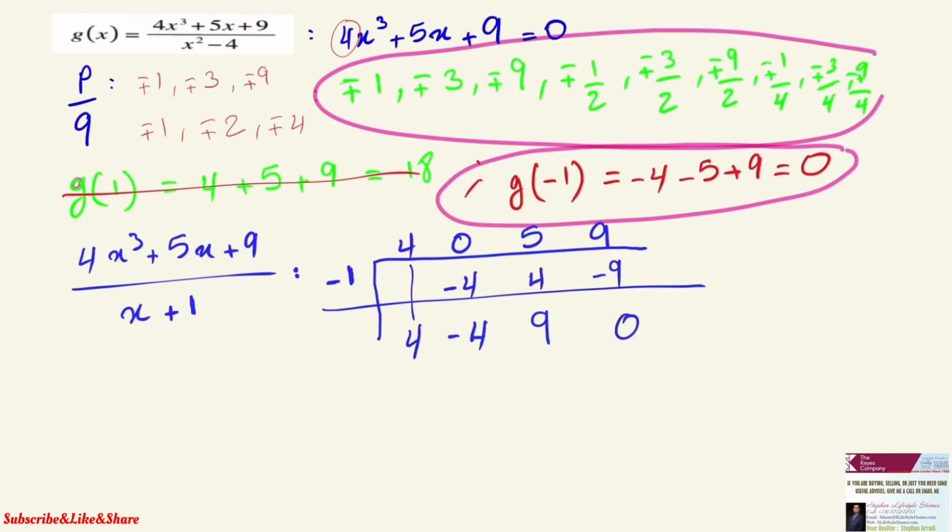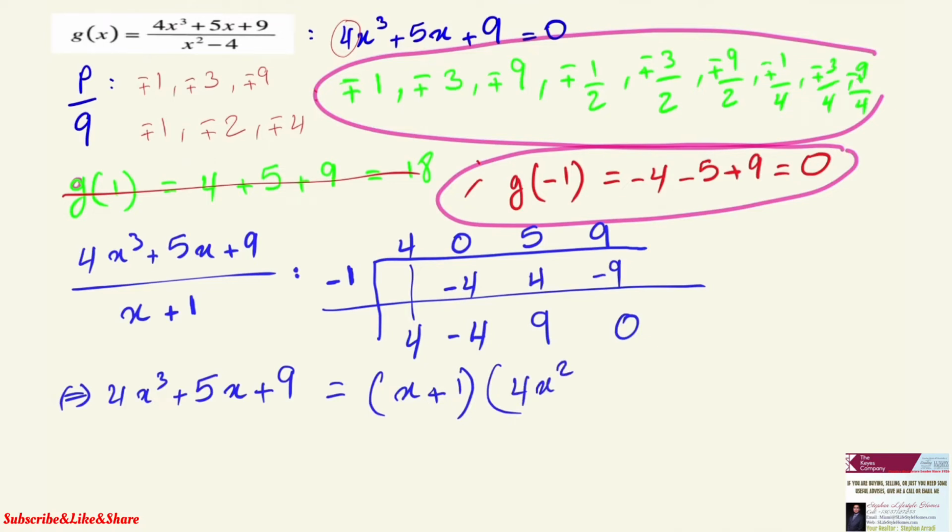Therefore, we know that 4x to the third plus 5x plus 9 is equal to x plus 1 times 4x squared minus 4x plus 9. I forgot to mention, when you take those numbers here, you lower the degree by 1. Here we have x to the third, we make it x to the second. Here we have x squared, we make it x. And here we have x, we make it 0, that is, 1, because x to the power 0 is just 1. So we know that this is equal to this. Now we are going to see if we have any real zeros here.